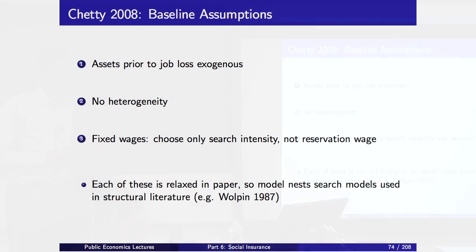So there are 3 assumptions that are important in the basic version I'm going to show you here. The first I already mentioned, which is that assets prior to job loss are exogenous. The second is that I abstract from heterogeneity. What I mean by that is, for instance, some agents might have different utility functions than others, or different job finding probabilities and so forth. In all of these models, generally heterogeneity doesn't make a difference as long as you average over people when you're calculating the sufficient statistics.